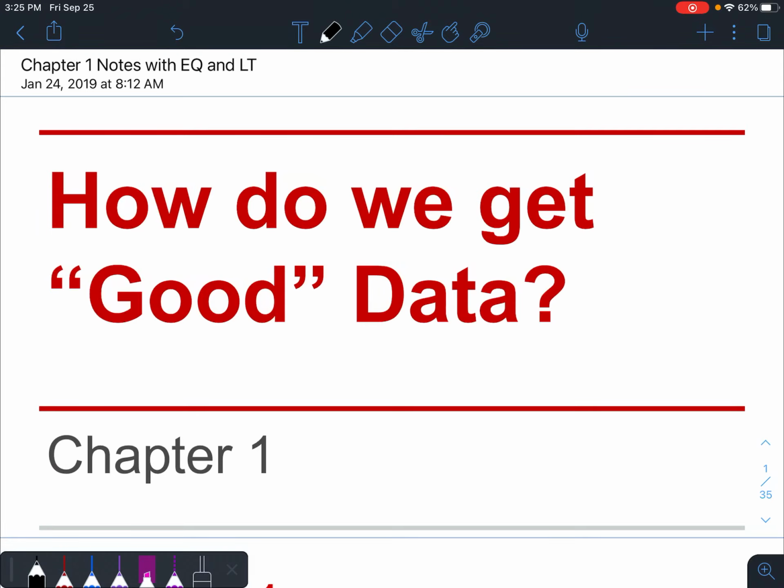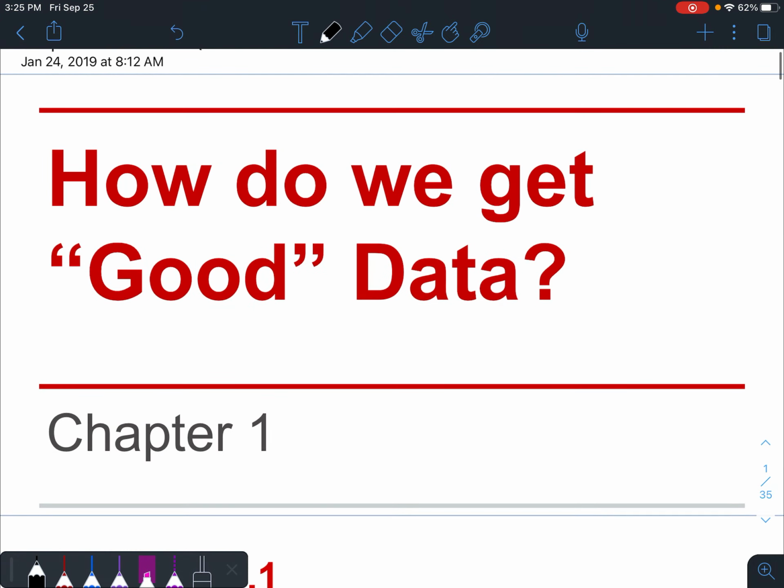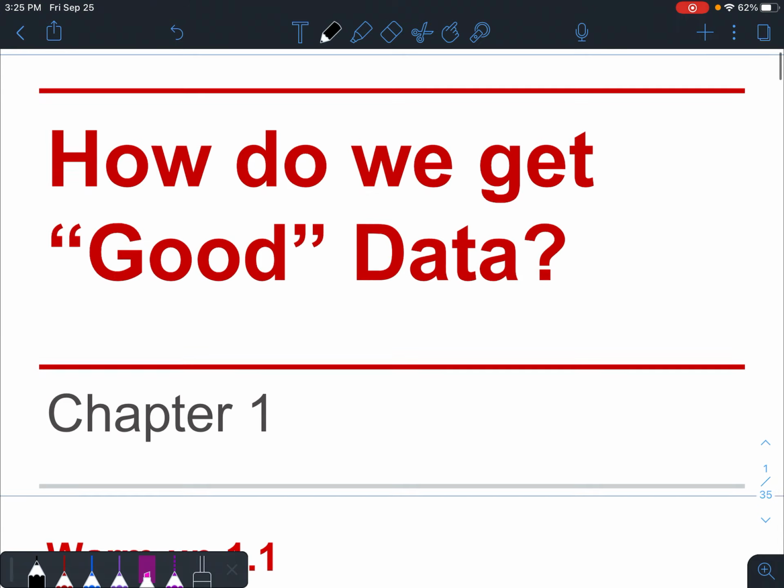Hi, and here we are with section 1.1, all in chapter 1 or unit 1 here. Big picture, we're talking about how do we get good data.